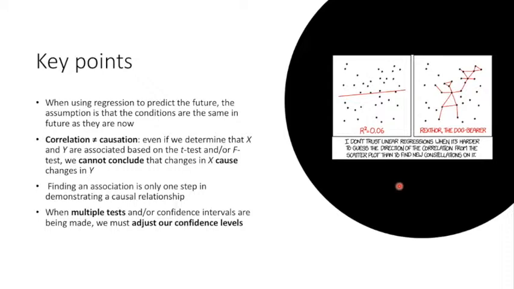So when we're using regression to predict the future, you have the same assumptions: that the conditions are the same in the future as they are now. Remember, correlation does not equal causation. Finding an association is only the first step in really establishing causality. You also have to sometimes adjust when you're doing multiple tests. You have to adjust your confidence intervals sometimes.